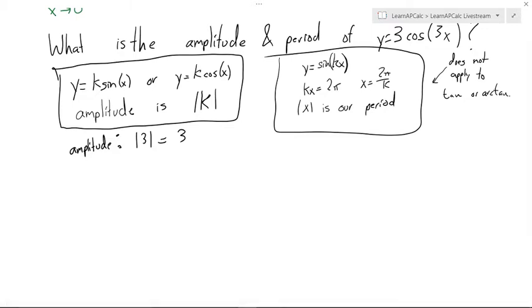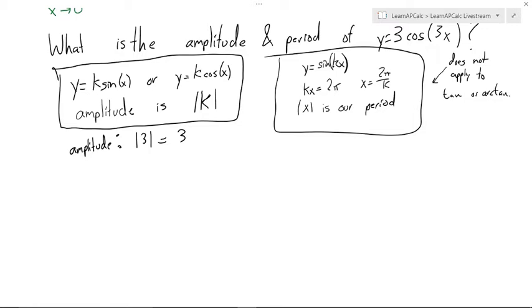So if we have tangent or arctangent, it's going to follow the same thing except kx equals pi. And then our period would be the absolute value of pi over k. This is because cosine x has a period of 2 pi, as does sine, cosecant, and secant, while tangent and cotangent both have a period of pi, so that just changes our equation.